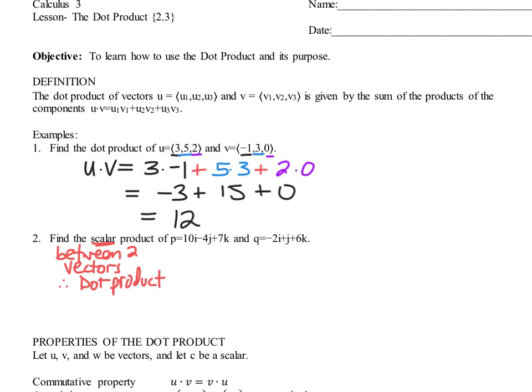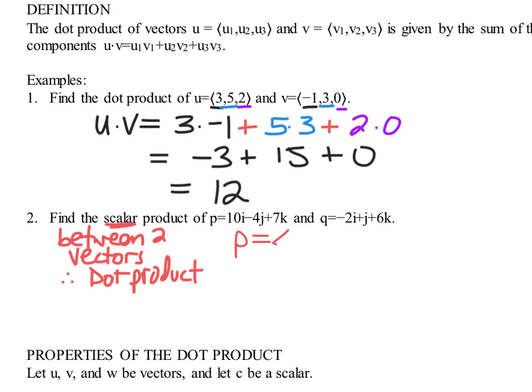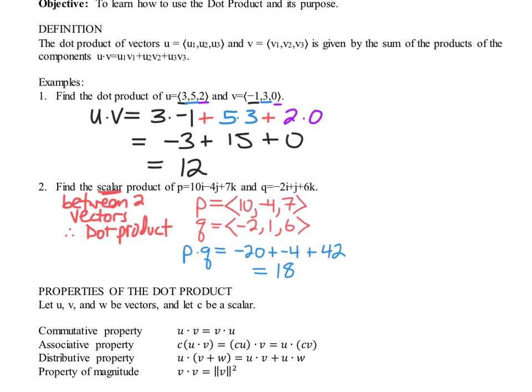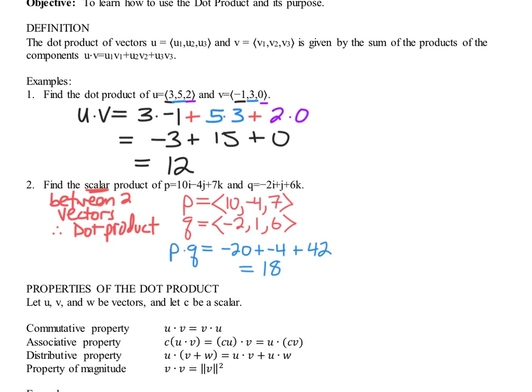The IJK notation just takes the place of the vector notation. And so, just for consistency, you might consider writing P as 10, negative 4, 7, and Q as negative 2, 1, 6. In order to find our dot product, P dot Q, which would be, again, the sum of the products. So negative 20 plus negative 4 plus 42. So is that 18? Yeah. So another meaningless number at this point. Again, skills now, context and underlying meaning come later.